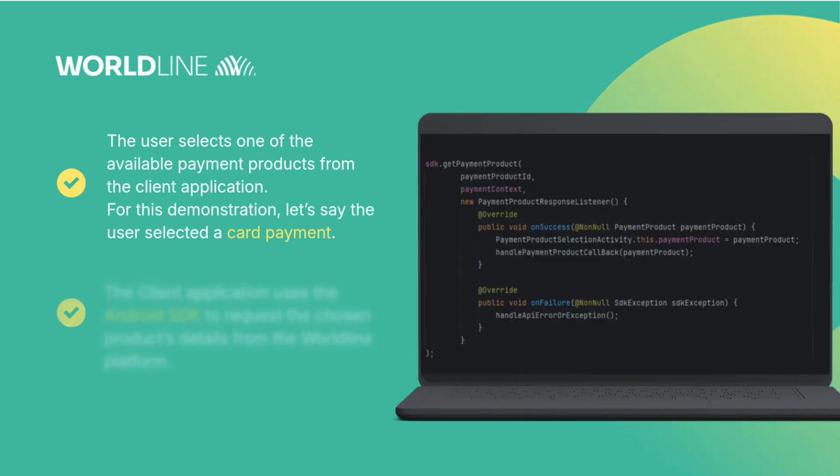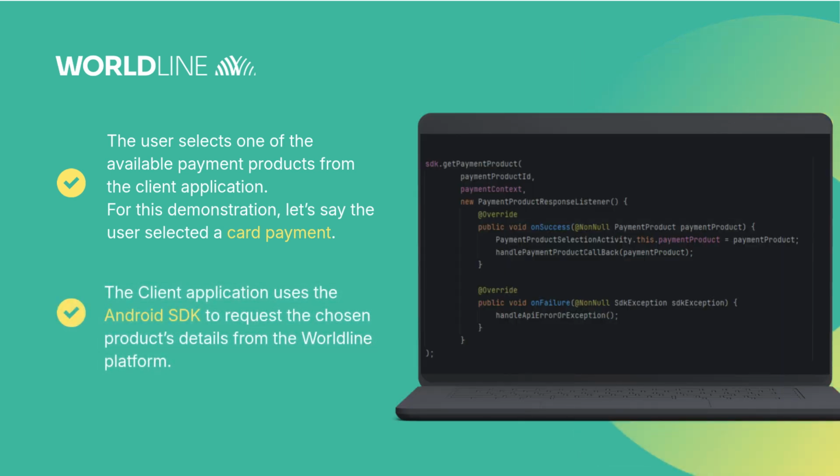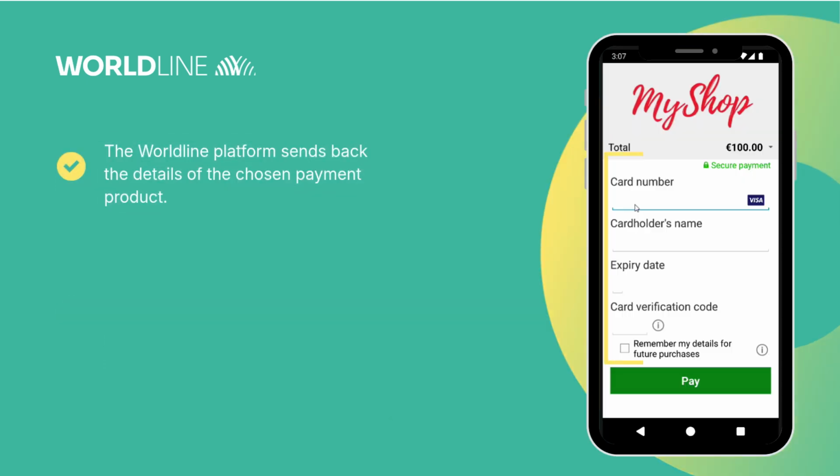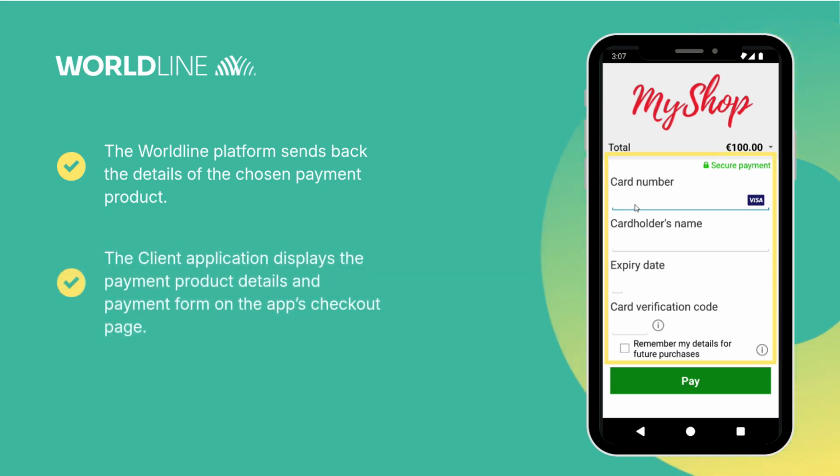The client application uses the Android SDK to request the chosen product's details from the Worldline platform. Next, the Worldline platform sends back the details of the chosen payment product. Based on that, the client application displays the payment product details in payment form on the app's checkout page.